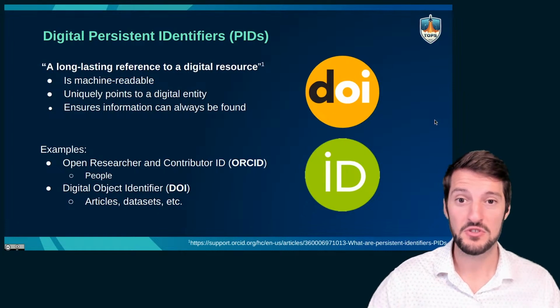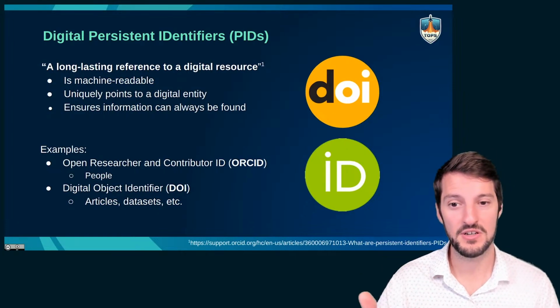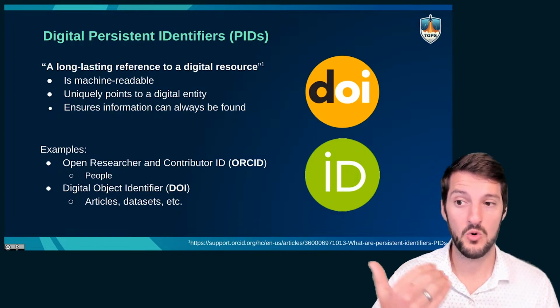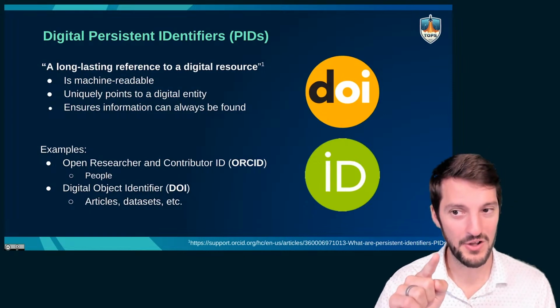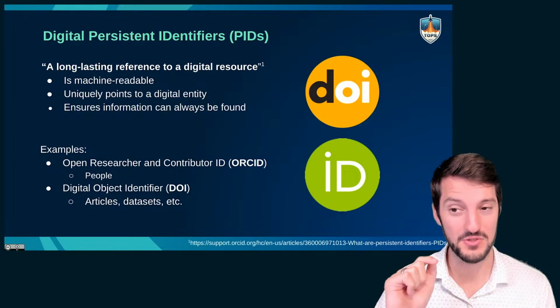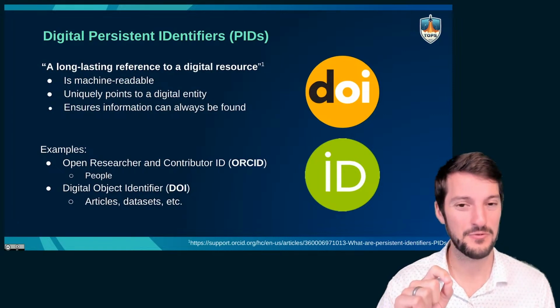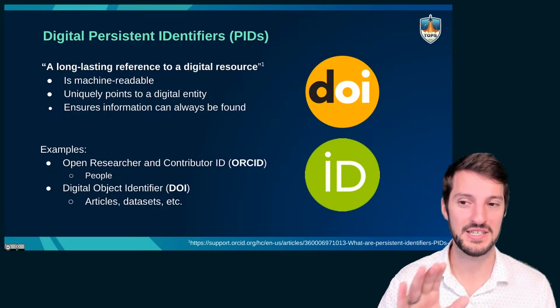Some examples of digital persistent identifiers are DOIs, so that's going to be our digital object identifier, as well as ORCIDs, or our Open Researcher and Contributor IDs, which we all should already have. If you do not have an ORCID and you want one, just give ORCID a Google and you'll find the right webpage to get started.